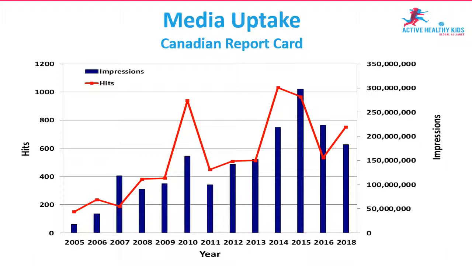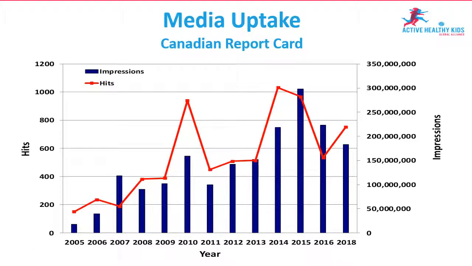Using Canada as an example, you can see the media uptake of the Canadian report card across the 13 releases that they've done. And here in the red line, you see the number of media hits, which each represent an individual outlet covering the story. So that may be a radio station, a TV station, an online outlet, or a print media.